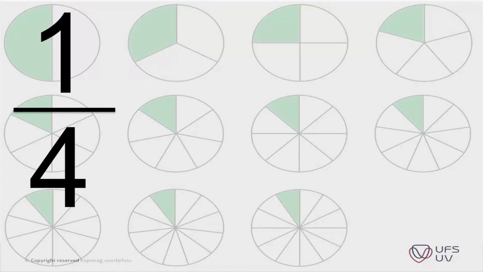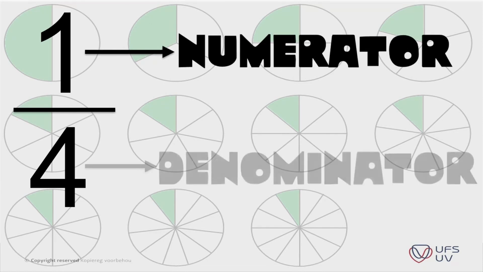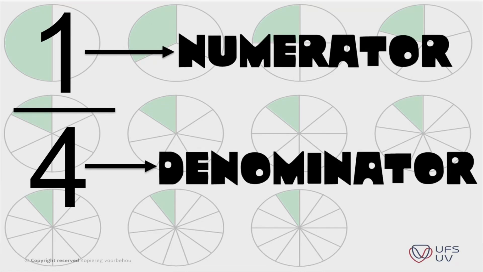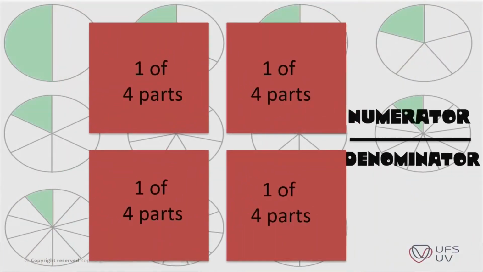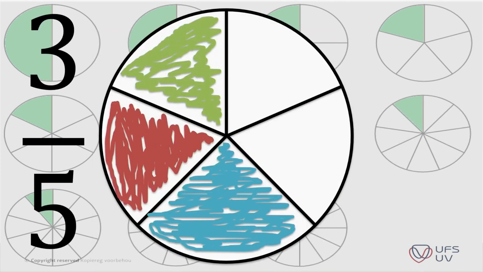When we write a fraction, we always have one number on top of another. We call the top number the numerator, while the bottom number is called the denominator. We can say the whole is divided into 4 parts, or the denominator, and I have one of the 4 parts. 1 is the numerator. The colored in parts in the diagram is 3/5.